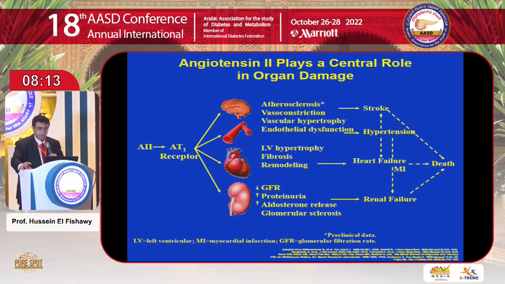So the end story of this process is that angiotensin II plays a central role in organ damage. On the vessels: atherosclerosis, vasoconstriction, vascular hypertrophy, endothelial dysfunction, which will lead to hypertension and of course cerebrovascular events. On the heart: LVH, fibrosis, remodeling, and of course may produce heart failure and MI. On the kidney: reduction of the GFR, increased proteinuria, increased aldosterone release, glomerulosclerosis.